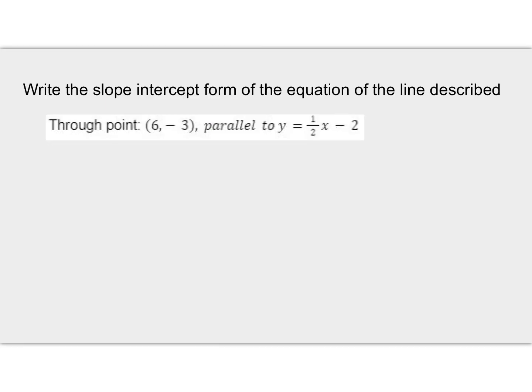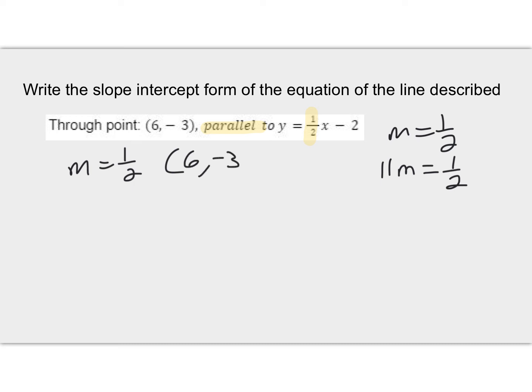All right, let's look at one more. This is the same thing. We're writing it in slope-intercept form. This one passes through the point (6, -3), and it's parallel to y equals 1/2 x minus 2. Well, if it is parallel, then we're going to use the slope of 1/2. So if we have a slope of 1/2 and we want a parallel slope, well, the parallel slope is also 1/2. So we're writing a new equation that has a slope of 1/2 and goes through the point (6, -3).